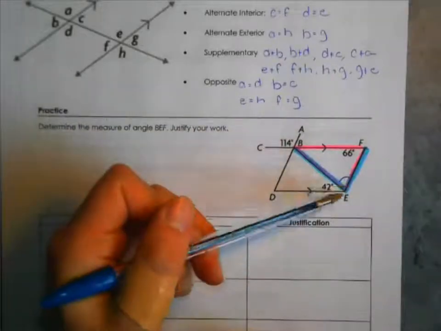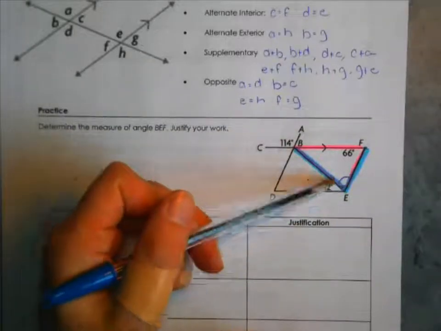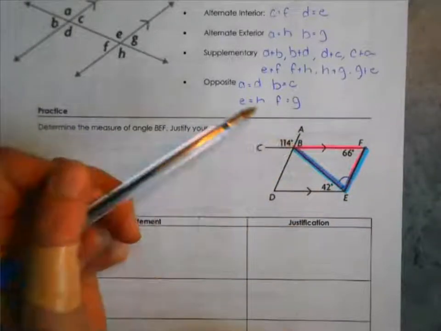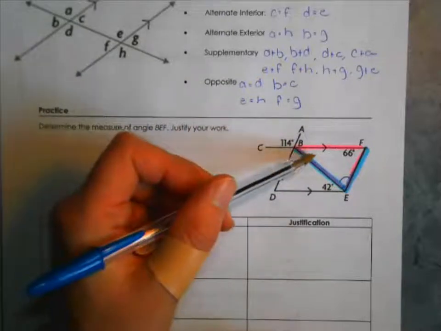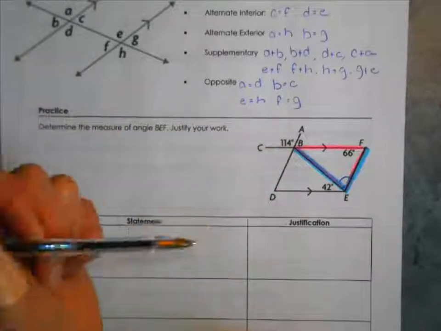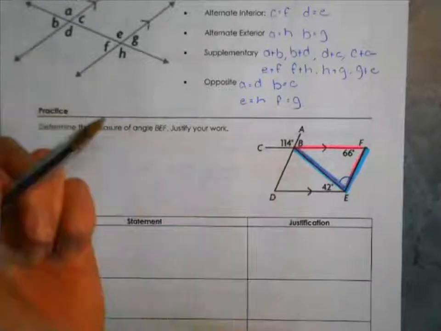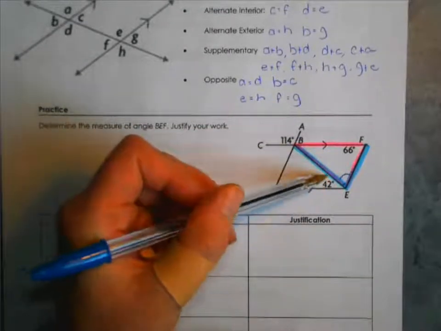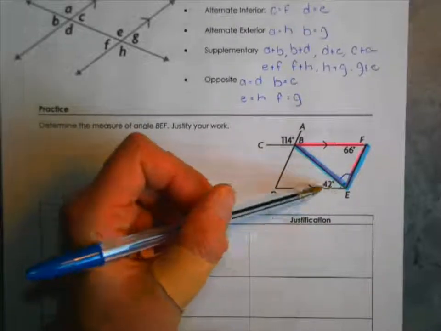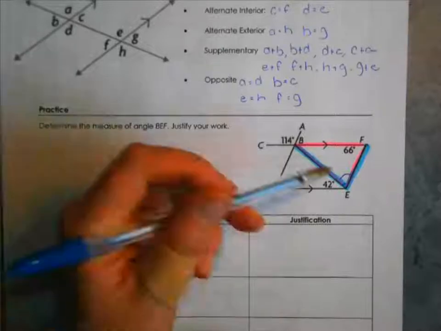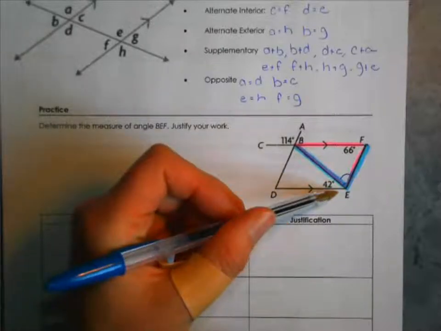Now, if we look at where this angle is located, we can see that it's in a triangle. So we know that angles in a triangle add up to 180. So if we knew this angle, then we could solve for this angle. And we also have this angle down here, 42 degrees. Now, because this isn't a 90-degree angle, it's not going to be complementary, so we can't do that math.